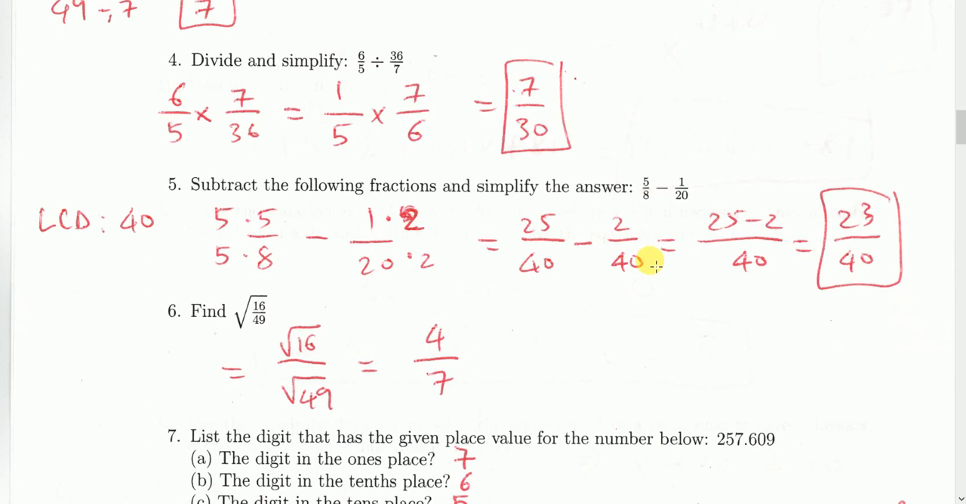Now 5 times 5 is 25, 5 times 8 is 40, 1 times 2 is 2, 20 times 2 is 40. Now they have the same bottom parts, right? We can keep the bottom parts and then subtract the top parts together. 25 minus 2 is 23 over 40, and this is the final answer.